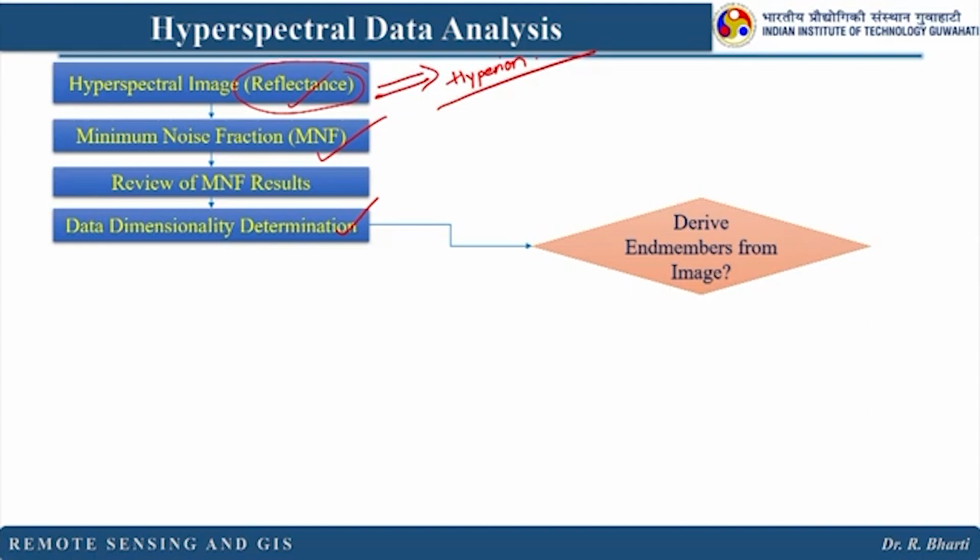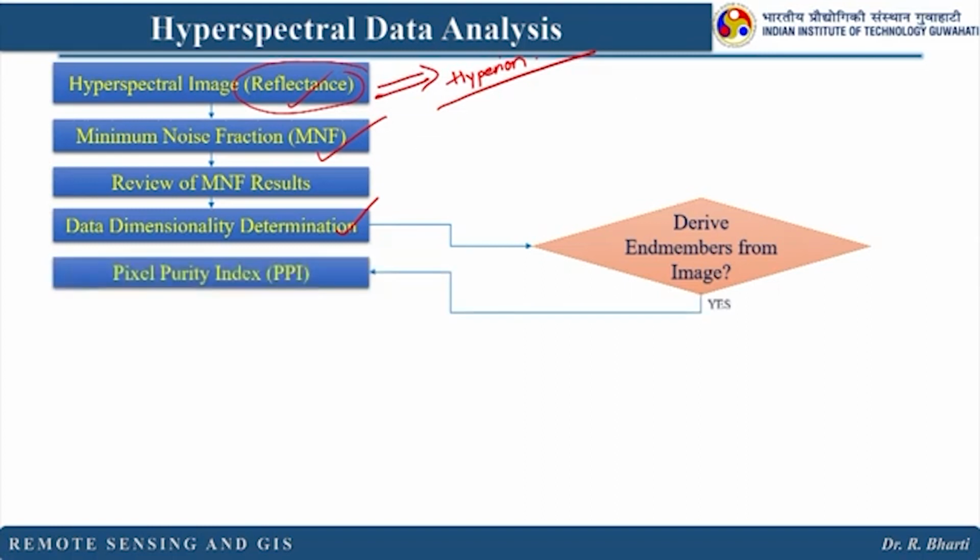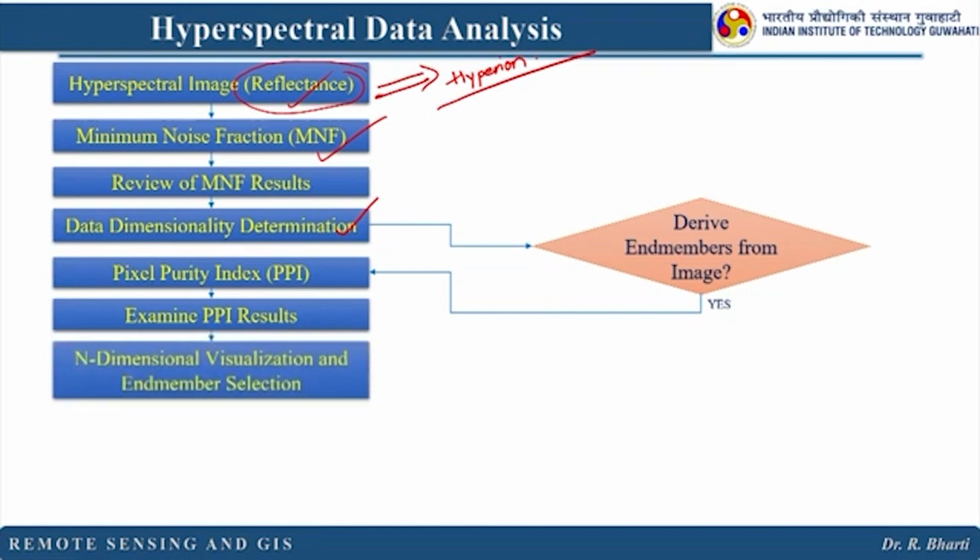So here, in case you want to identify the end member from image, then for that you need to use this pixel purity index, and then next you examine the result and then you plot them in n dimension, and n dimension is basically equal to your input number of bands. So whatever number of bands you have identified after data dimensionality reduction, that will be used to visualize these pixels in n dimension, and then that will be helpful for identifying the end members.